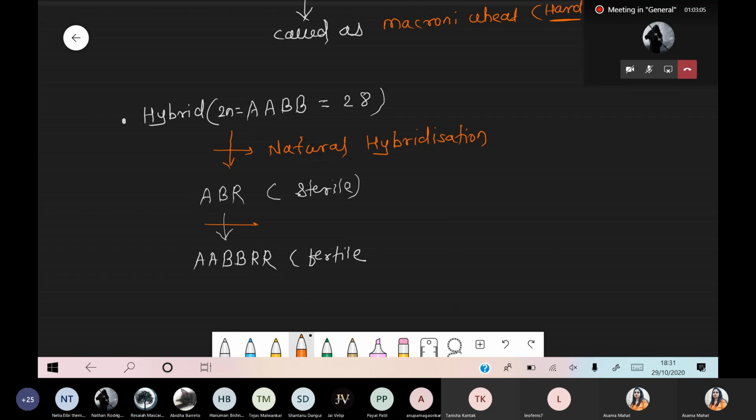And how is this possible? It is possible because of the duplication of the chromosome, natural duplication. You are not using any chemical. ये naturally हो गया. The sterile species is converted into fertile, right?